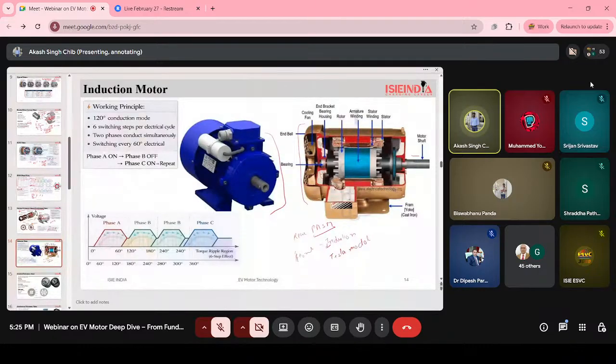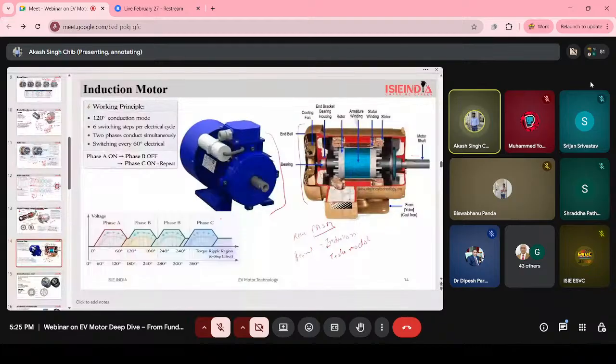What is the use of this fan? Can anybody tell me why we are using this fan? Yes, you can speak up. For cooling and protection of winding from short circuit. Yes, because heat is generated inside the motor, and that's why we have used a fan here for cooling purposes.